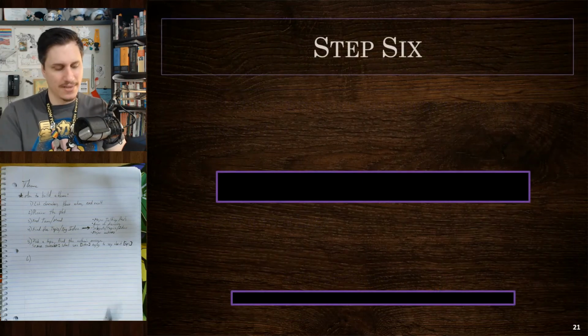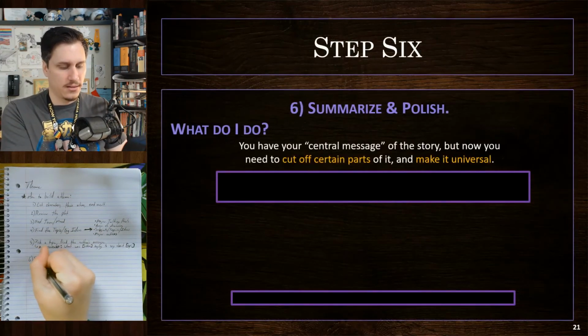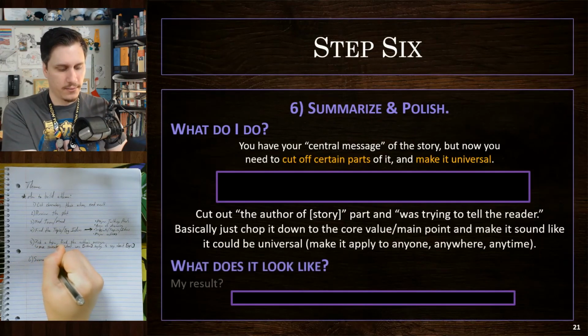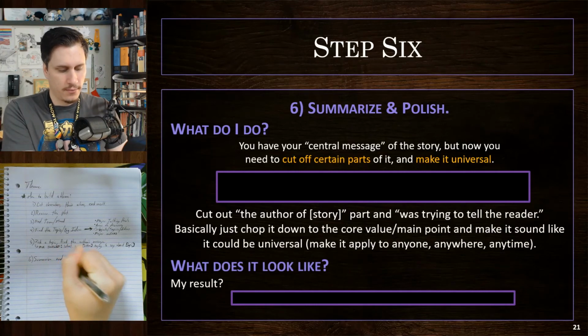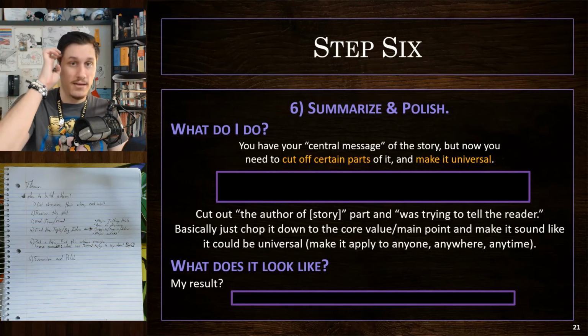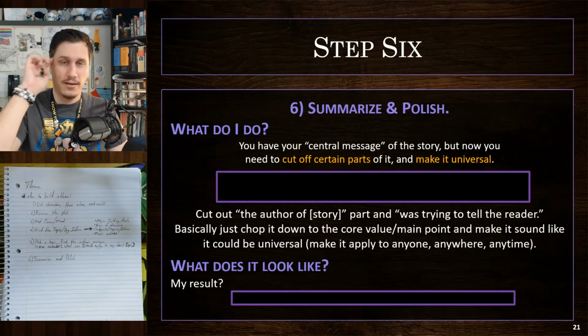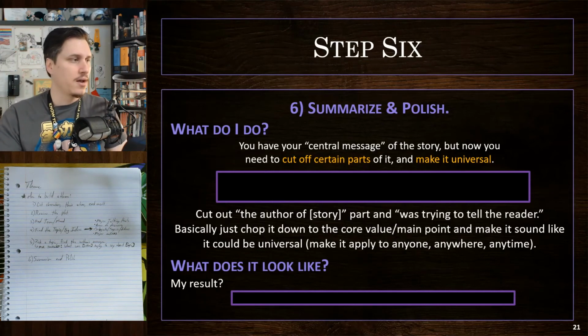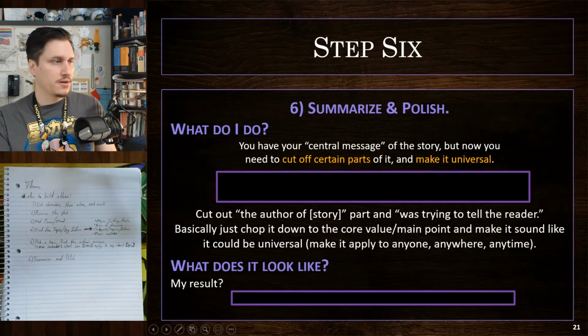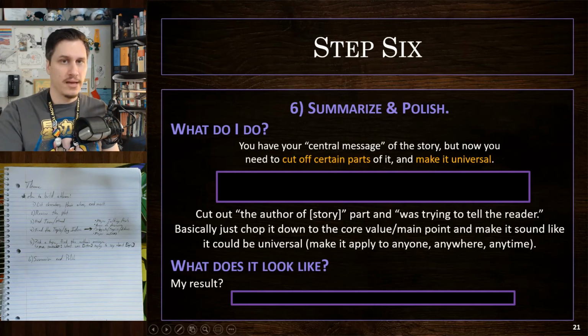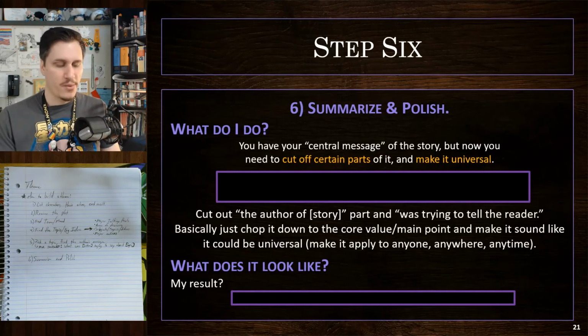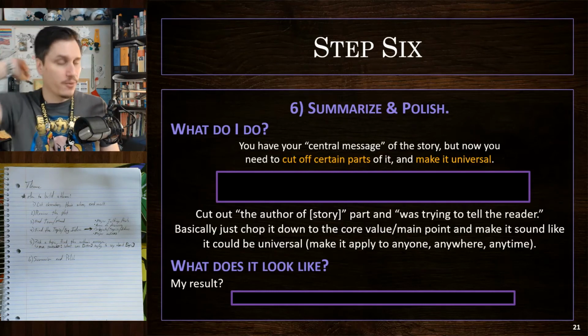Which leads me to step 6. Step 6 is summarize and polish. So what you just created is technically a theme, but there's some trimming that we need to do here. So basically what you want to do is take your author's message, or central message is what I wrote on my PowerPoint slide. Again, I haven't updated this PowerPoint in a long time.